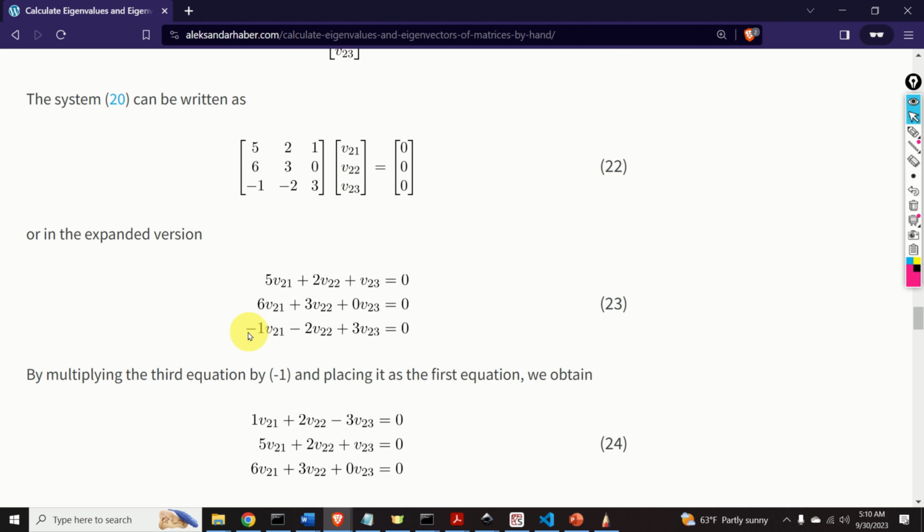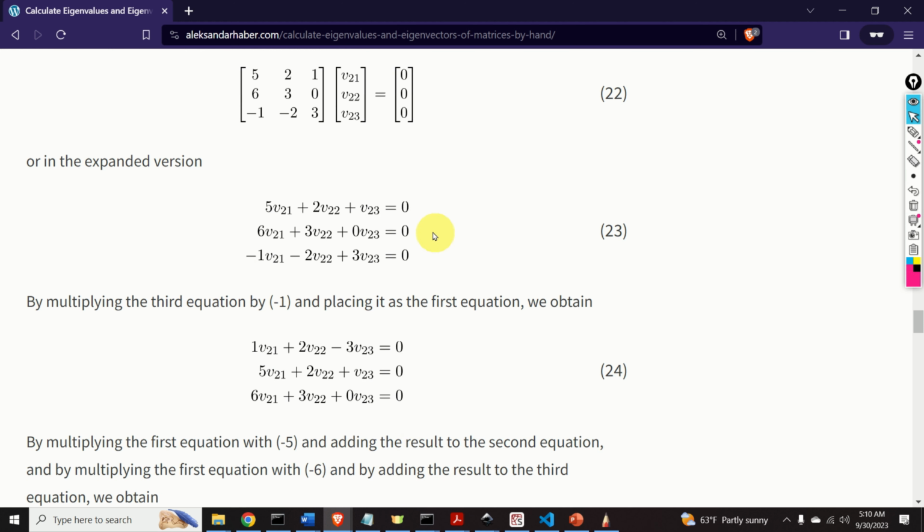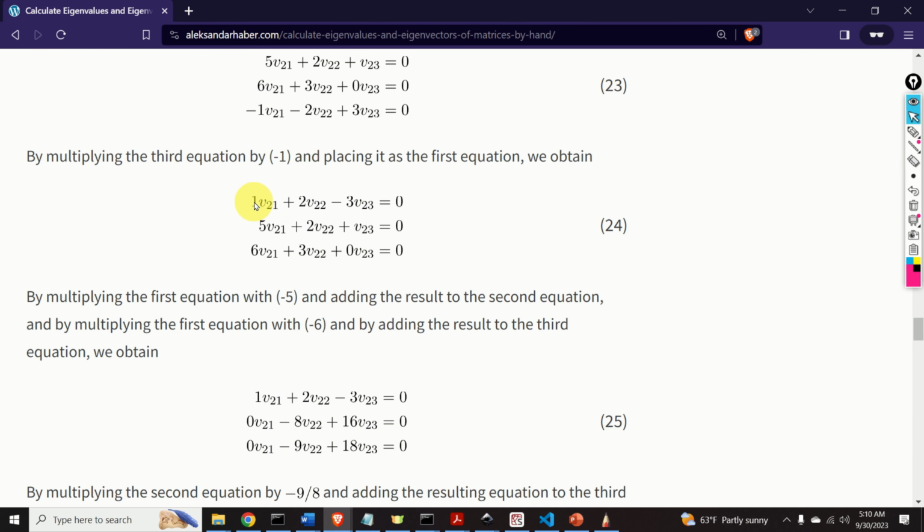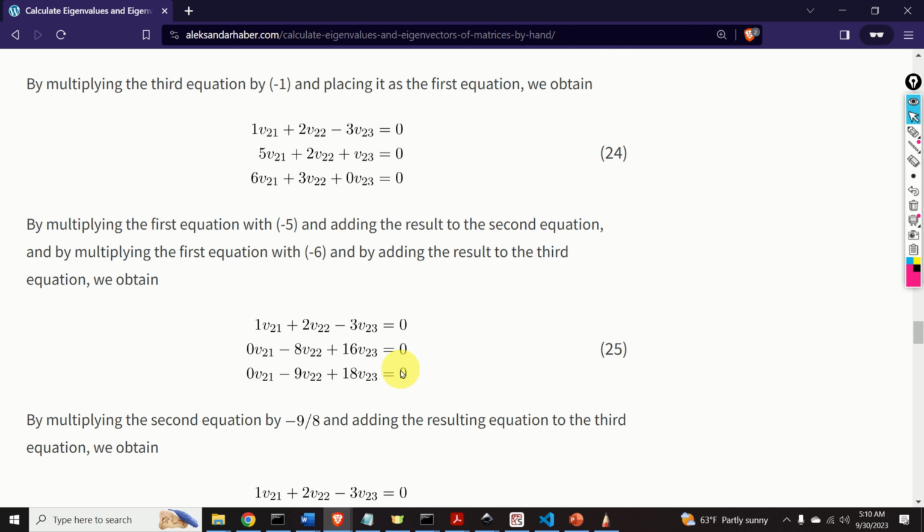Now, first, we will multiply this equation by minus 1 and we will place this equation at the top. As the result, we obtain this system. That's equivalent to the original system. Next, let us multiply the first equation with minus 5 and let's add the result to the second equation. As the result, we obtain this equation. Then, let us multiply the first equation by minus 6 and let us add the result to the third equation. And as the result, we obtain this equation.